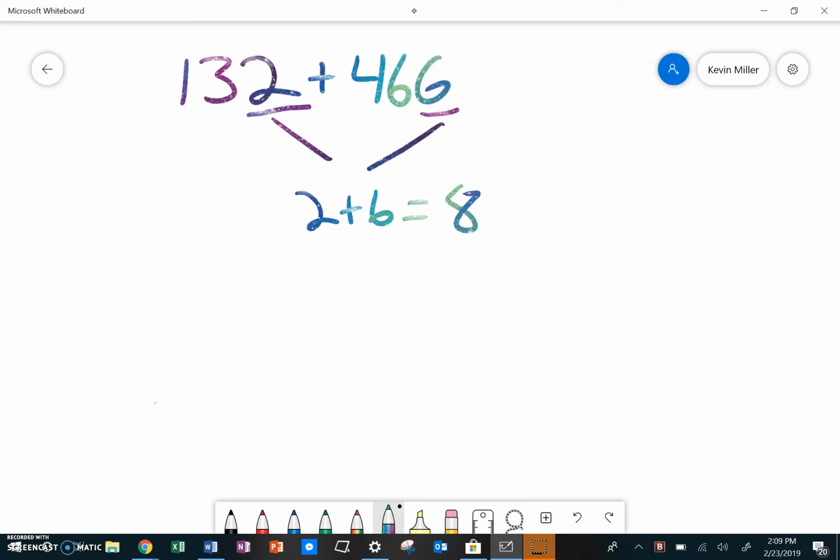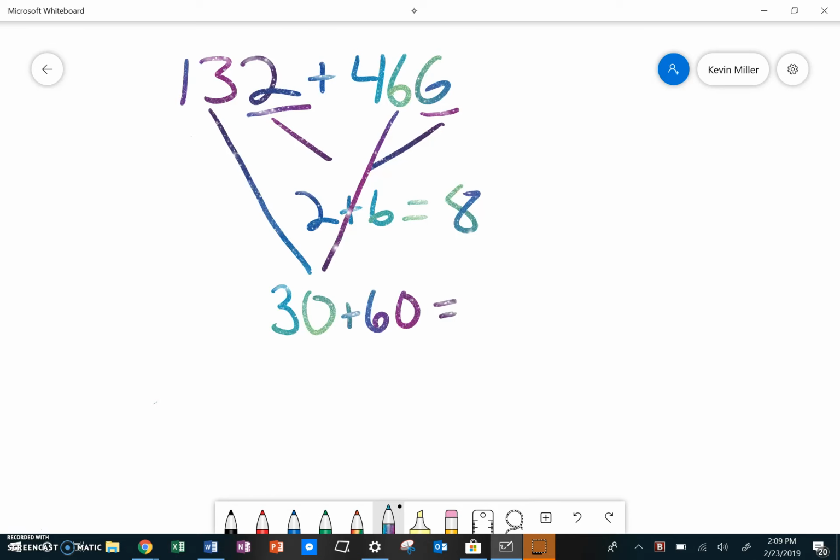I'm then going to move to my tens place. So I'm going to come down here, drawing lots of lines and trying to keep it clear, but I'm just going to do my best. I know that because this is the tens place, the 3 in 132 is really a 30. And I know that the 6 in 466 is really 60.